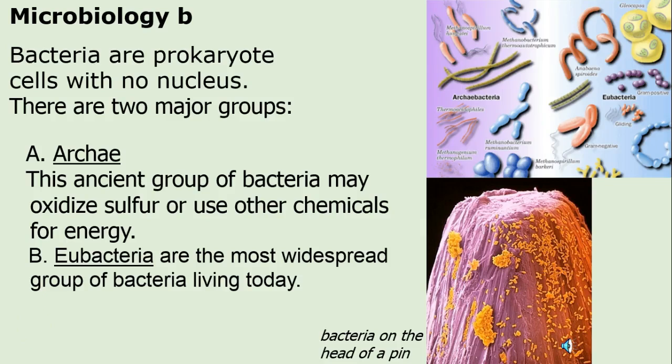Microbiology, those tiny things we have to use a microscope for. Bacteria, this is a huge group, and they're all called prokaryotes because they have no nucleus. It seems like a primitive condition, but these guys are pretty advanced. The archaea, this is an ancient group. They're still around. They oxidize sulfur and do other things for energy.